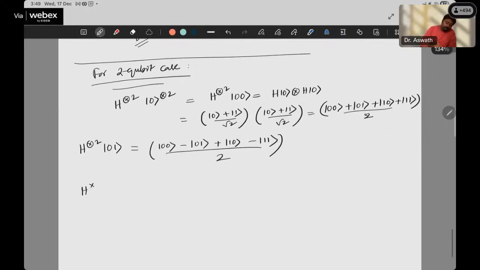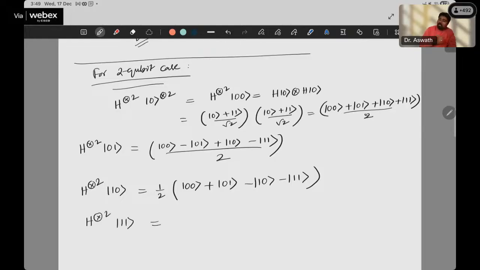Similarly, you can find for H squared acting on |10⟩. It's slightly different: 1 by 2. I'll take the output, it's easy: |00⟩ + |01⟩ - |10⟩ - |11⟩. You can cross check if you want. And what about the |11⟩ case? It would be 1 by 2, |00⟩ - |01⟩ - |10⟩ + |11⟩.